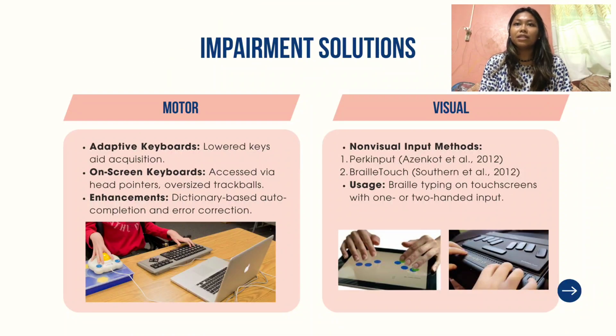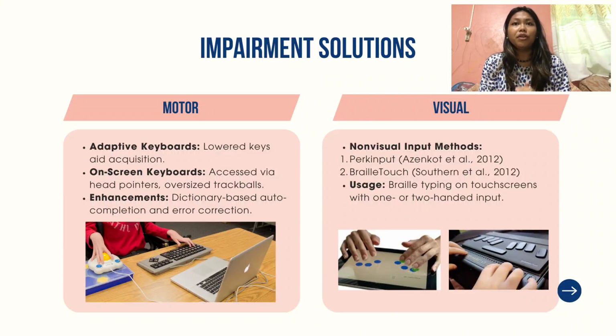People with motor impairments can still use standard keyboards, but often at a slower pace. To support them, adaptive keyboards have been created. These keyboards have lowered keys, making it easier to press the right ones. Additionally, on-screen keyboards can be controlled using alternative devices like head pointers or oversized trackballs, reducing the need for precise hand movements. Text entry speed and accuracy can be further improved by adding features like dictionary-based auto-completion and automatic error correction, which helps users input more text more efficiently.